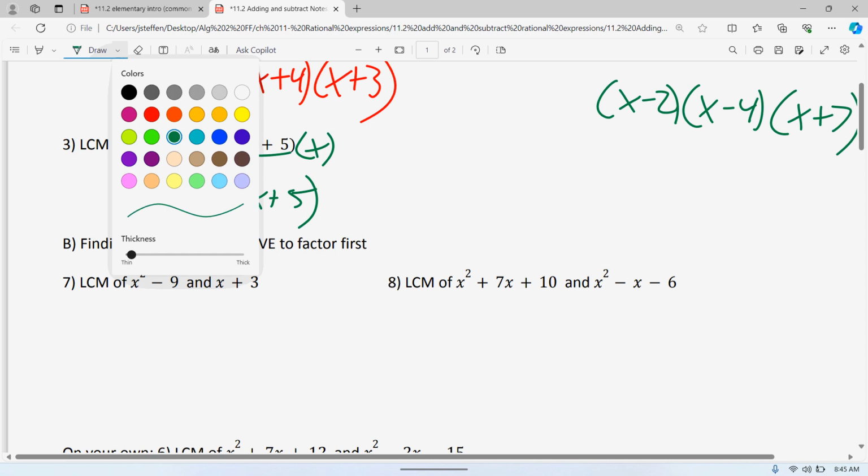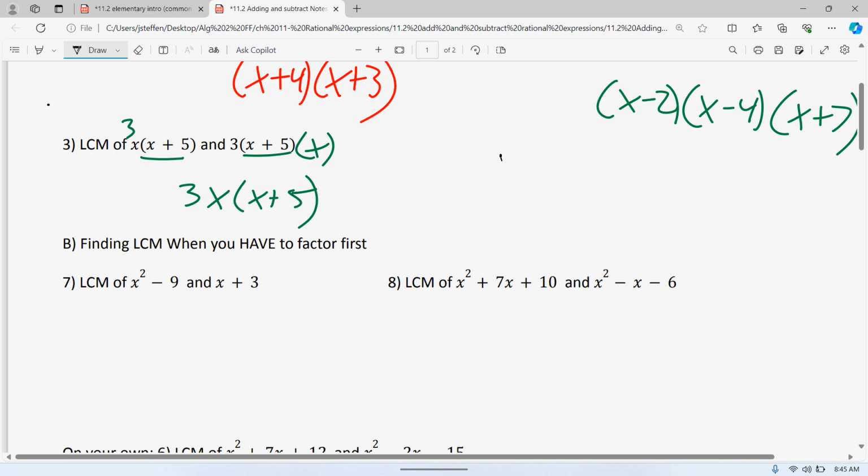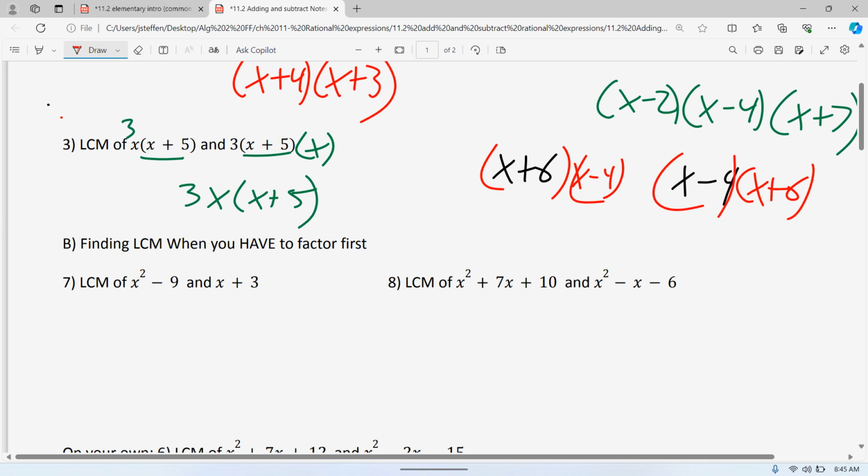Now, I didn't put this one on here, and maybe I should have. But if you had one that was the least common multiple between x plus 6 and x minus 4, so they didn't have anything in common, don't make that harder than it is. You just have to have a match. So this one needs an x minus 4. This one needs an x plus 6. Now they do match. So even if they don't have anything in common, that's okay.